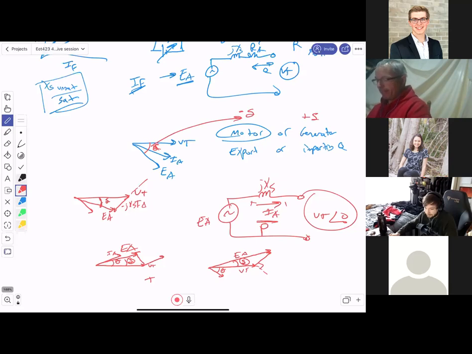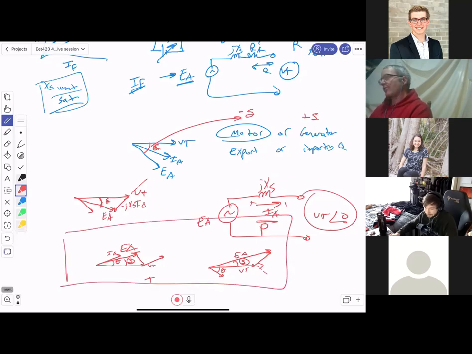Now, if I look back at my first two figures, so let me highlight these. My first two figures, those also tell you something about the reactive power. Any guesses?